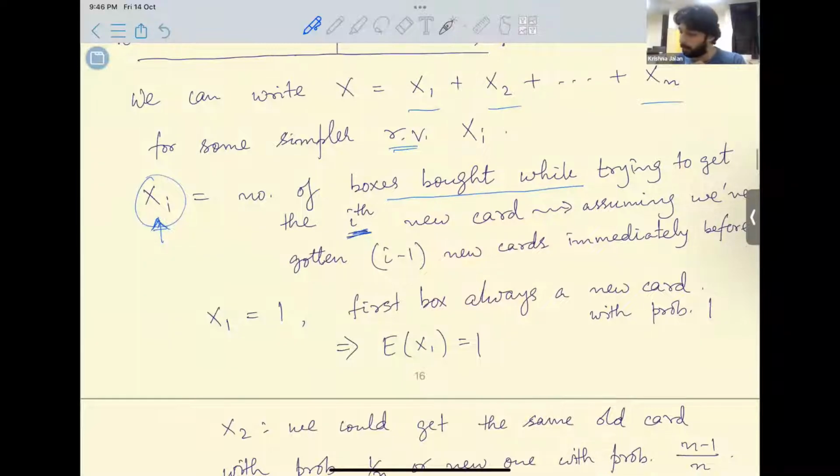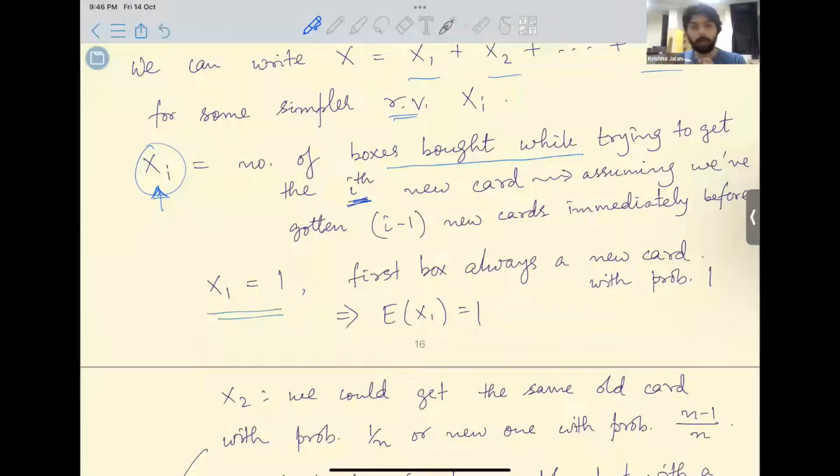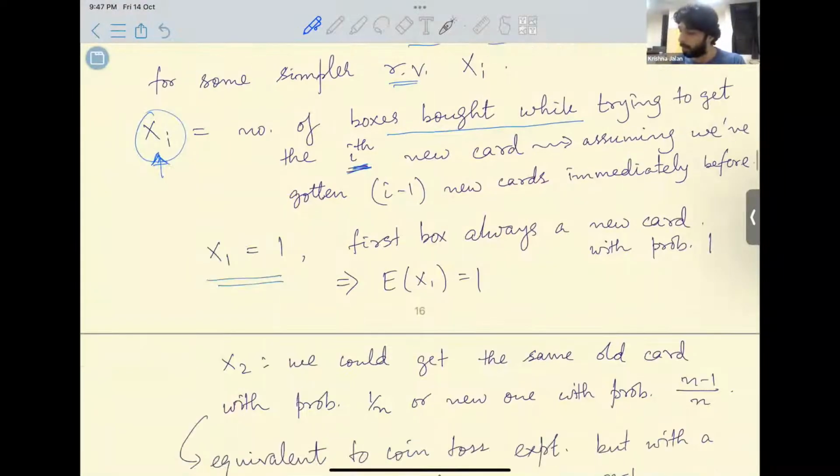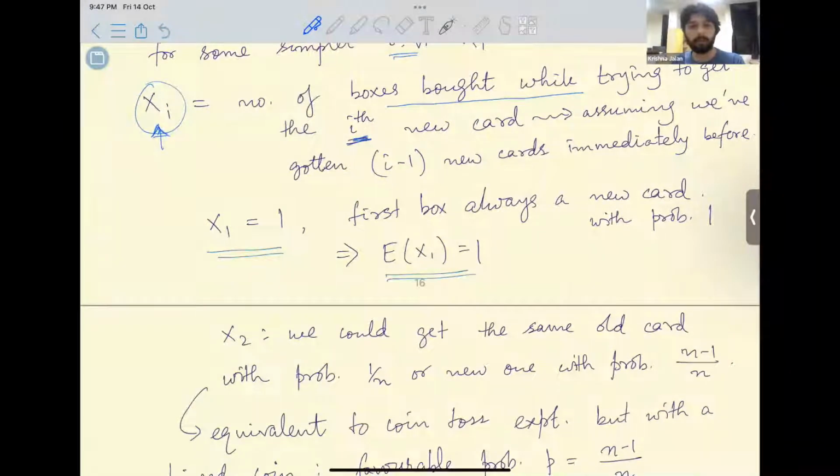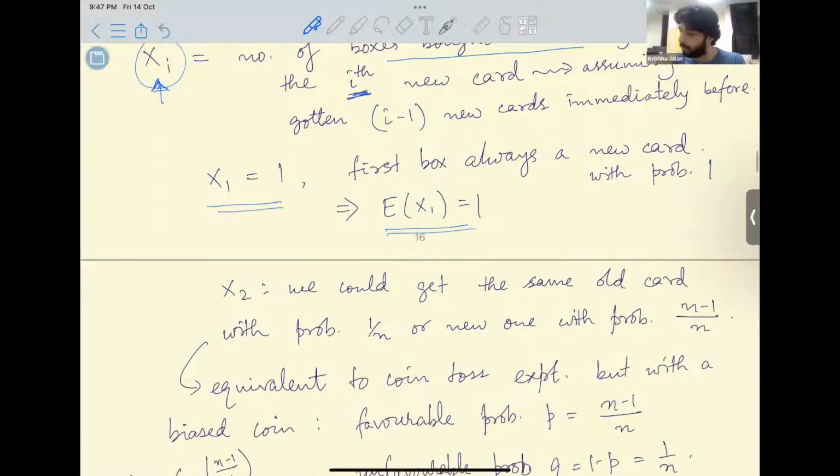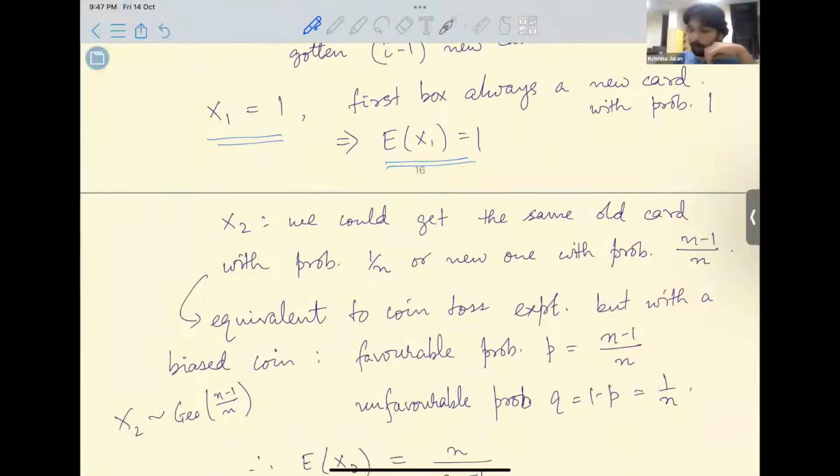To give some examples, if I buy one box, just one box, it's guaranteed that I'll get a new card because that is my first card. Okay. So X_1 is always 1. That's it. It occurs with probability one. I'm assured to get a new card. There are no defects in the manufacturing. So E of X_1 is just 1, the value of the random variable times the probability. Now, things get complicated from here on.